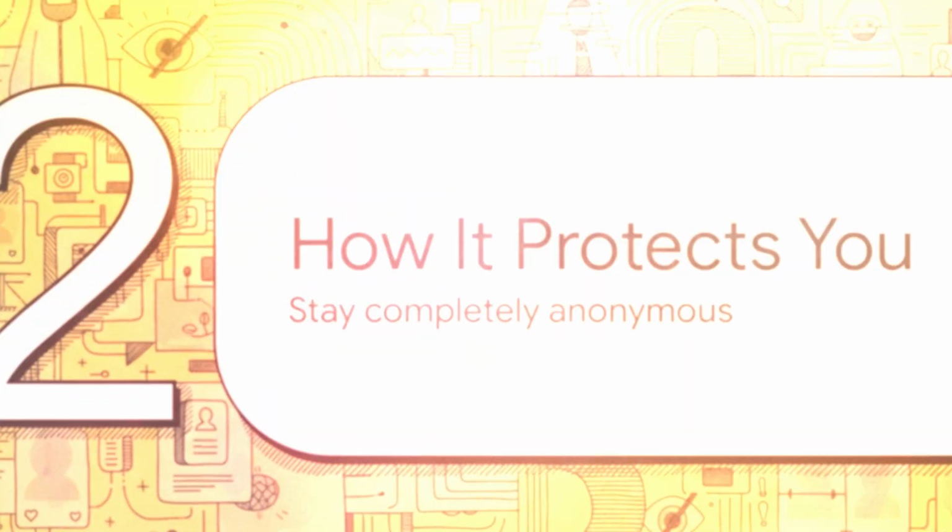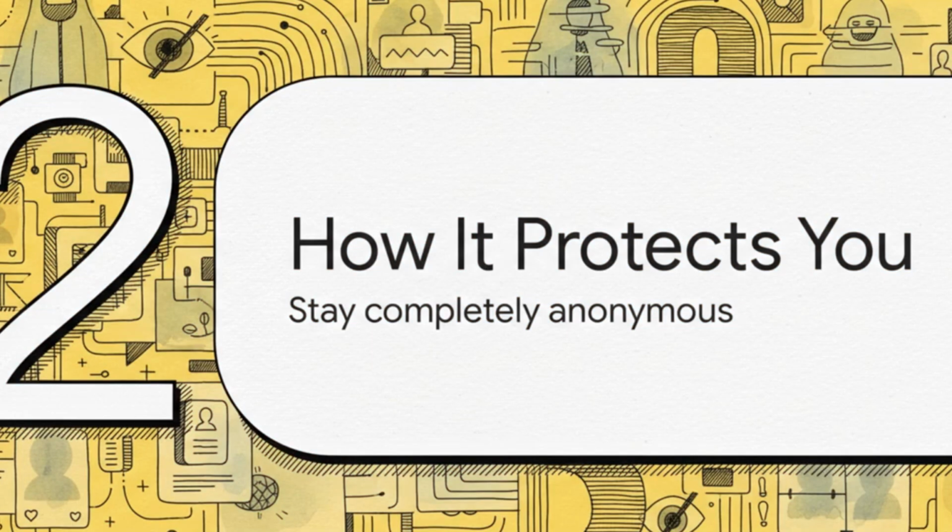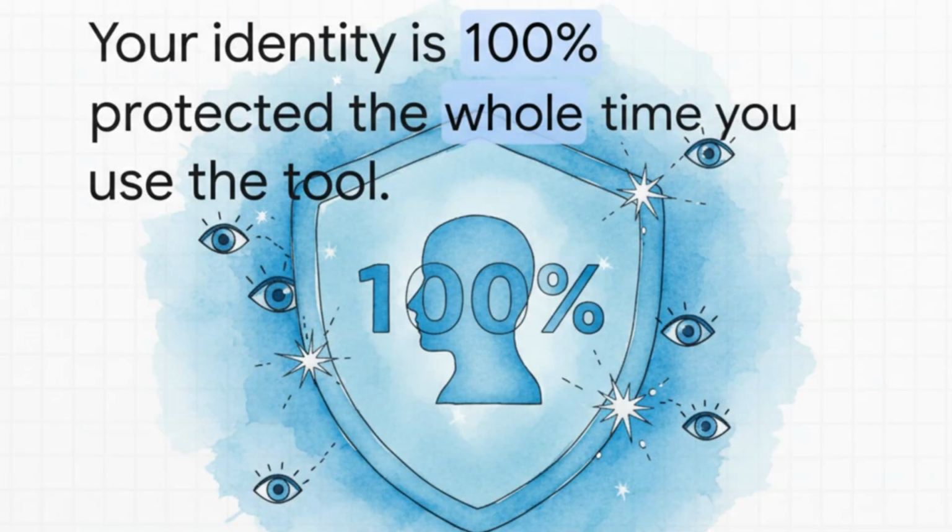But how does a tool like this actually keep you hidden? How does it protect your identity? That's the million-dollar question, right? So let's break down exactly how it keeps you completely anonymous. Okay, this is the core promise, and it's a big one. Your identity is 100% protected. It works by sending your request through its own system. So when the content gets viewed, Instagram only sees Peak Viewer's server, not your phone, not your computer, and definitely not your account.